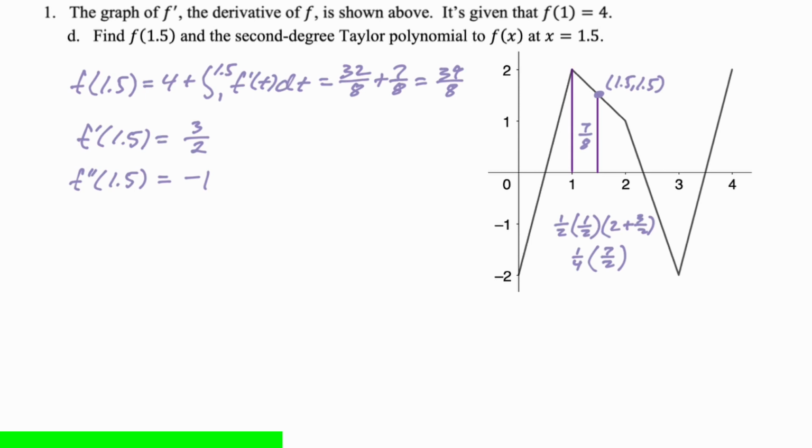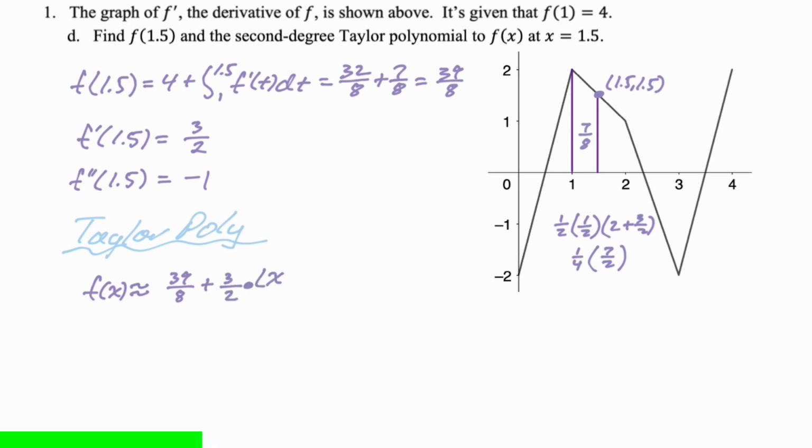So we have f prime, f double prime. Now we just use our formula, right? Our Taylor polynomial, f of x is approximately the value of the function, which is 39/8, plus the first derivative, and then x minus 1.5 to the first over 1 factorial, plus the value of the second derivative, which is negative 1, and x minus 1 to the second over 2 factorial.